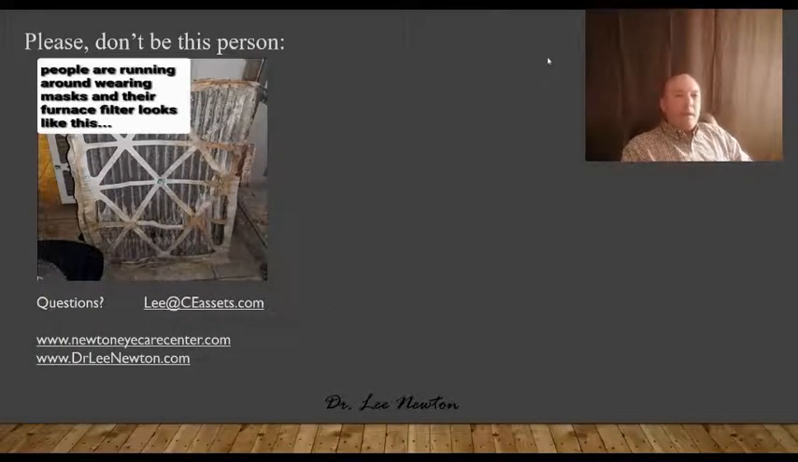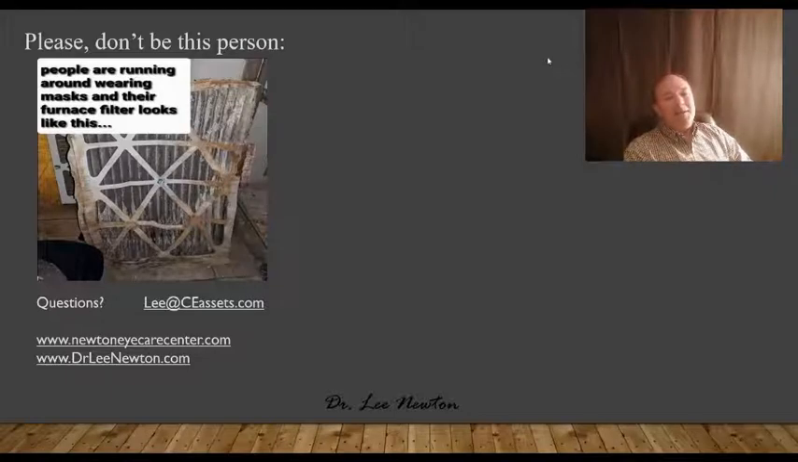Now, in conclusion for this segment, I want you to take a look at this picture before you read the caption to it. This is a picture of a furnace filter, and it's filthy. It's probably moldy. It looks kind of wet and deteriorated. All right. This was posted on a discussion group that I'm a member of, and it says people are running around wearing masks and their furnace filter looks like this.